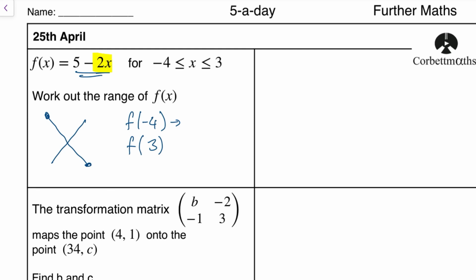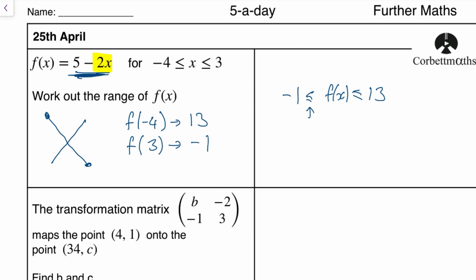So f of minus 4 is, put them into here, 2 times minus 4 is minus 8. 5 minus minus 8 is 5 plus 8, which is 13. Similarly, if I put 3 in, 2 times 3 is 6. 5 minus 6 is going to give me minus 1, which means my values are between minus 1 and 13. That is the values that I can have for f of x.